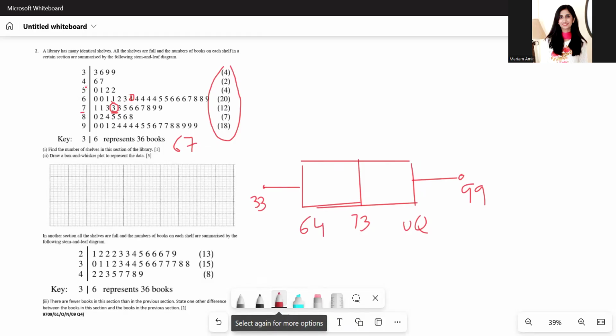And the upper quartile will be, count 17 from the end. 1, 2, 3, 4, 5, 6, 7, 8, 9, 10, 11, 12, 13, 14, 15, 16, 17. So 90. The upper quartile is 90.